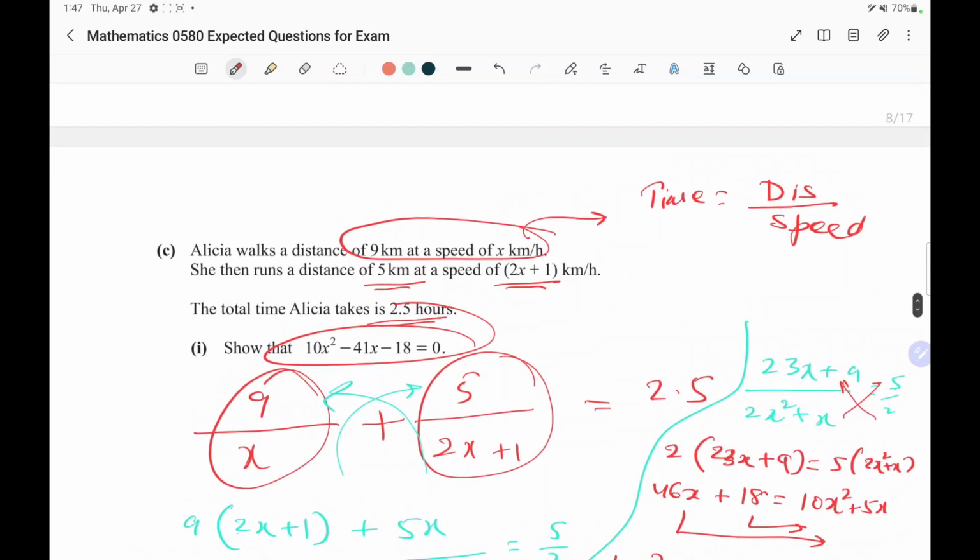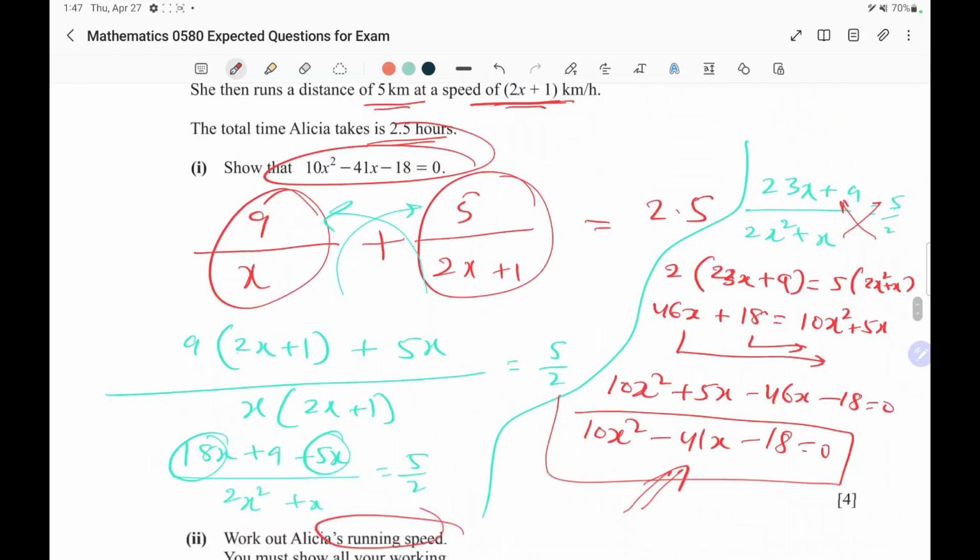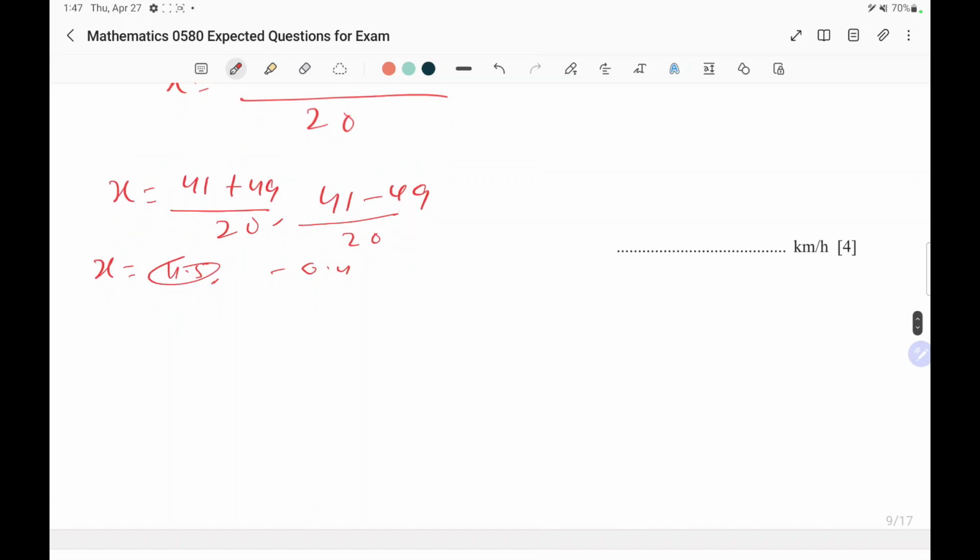So work out Alicia's running speed. We have to check the running speed. Her walking speed was x, so running speed is 2x plus 1. So 2 times 4.5 plus 1, so it is 10. Okay, so that is 10.